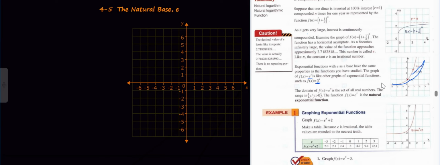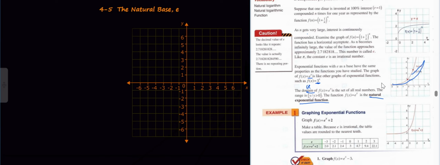The domain of f(x) equals e to the power x is the set of all real numbers. So our domain is R, all real numbers. The range is y greater than 0. The function f(x) equals e to the power x is the natural exponential function. We call it like this.